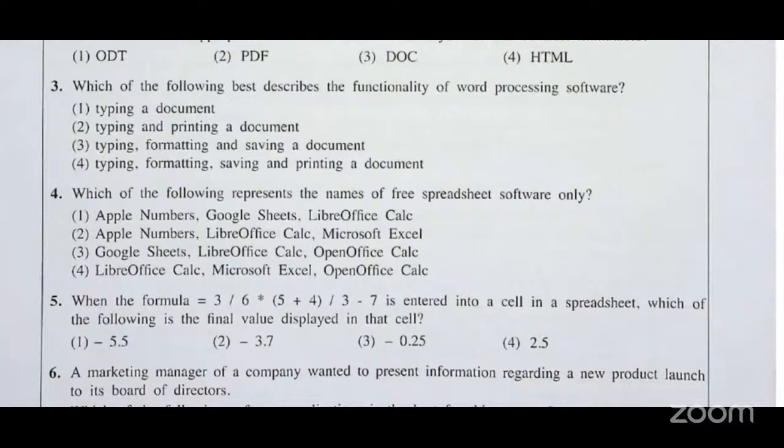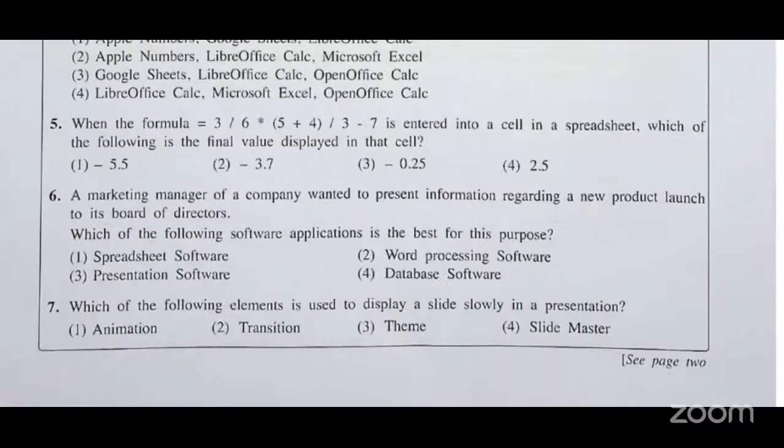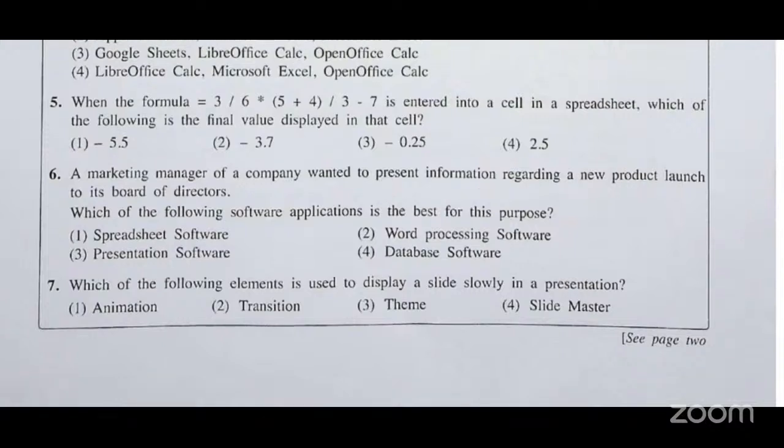Okay, kids. So let's move to the next one. When the formula is entered into a cell in a spreadsheet, which of the following is the final value displayed in the cell? So they're asking the final value that will be displayed in a cell. Kids, what is the answer? Answer is the fifth one.